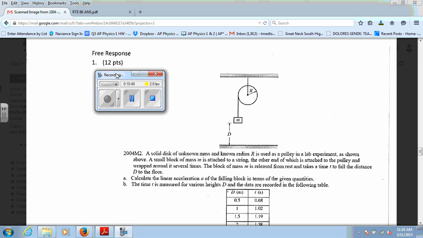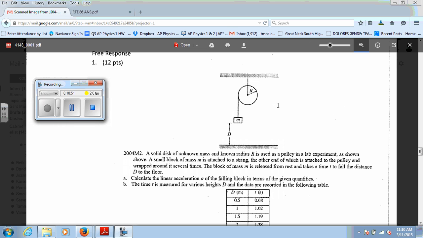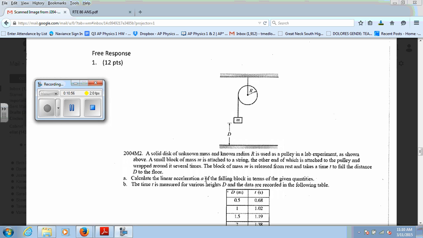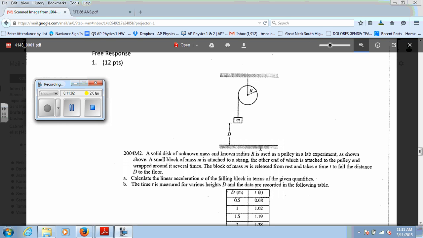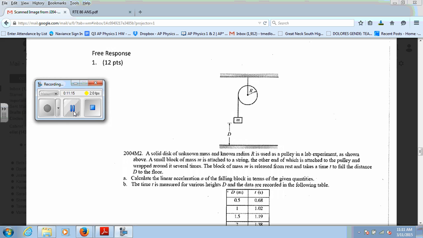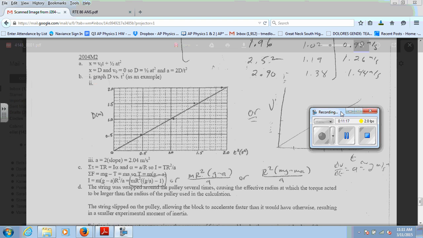Okay, on the first free response, some of you made this way more complicated than necessary. They basically just wanted a linear acceleration a in terms of the quantities given here, which are m and r and things like that. Some of you did an I alpha torque equation and solved for a in those circumstances, and I actually accepted that, but it wasn't supposed to be all that complicated. It was just supposed to be a simple kinematic thing.